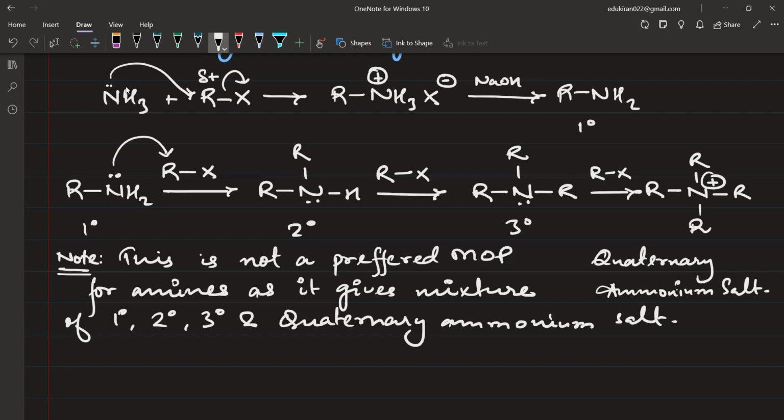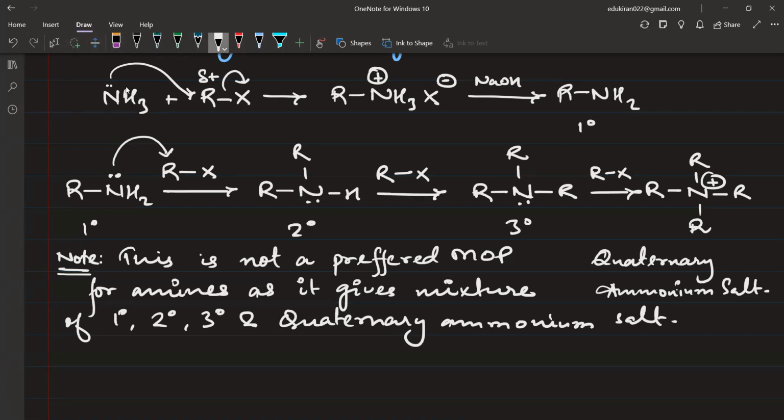Okay, now if we want primary amine to be the major product, we will always get a mixture, but if you want the primary amine to be major product, then we should have a high amount of ammonia so that ammonia itself reacts with the haloalkane and the primary amine cannot react.